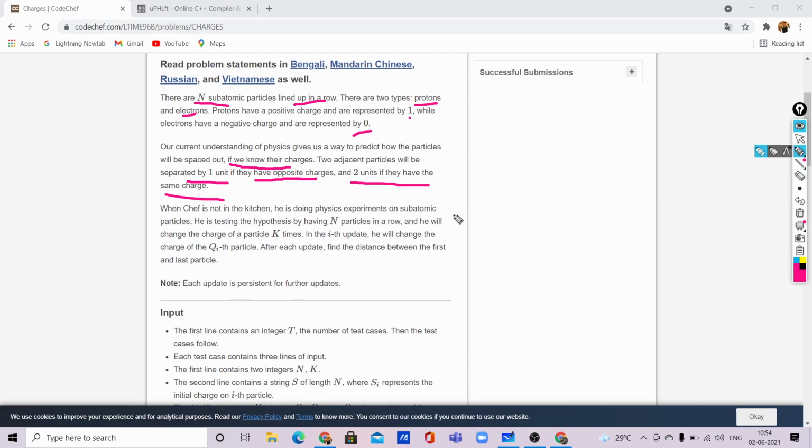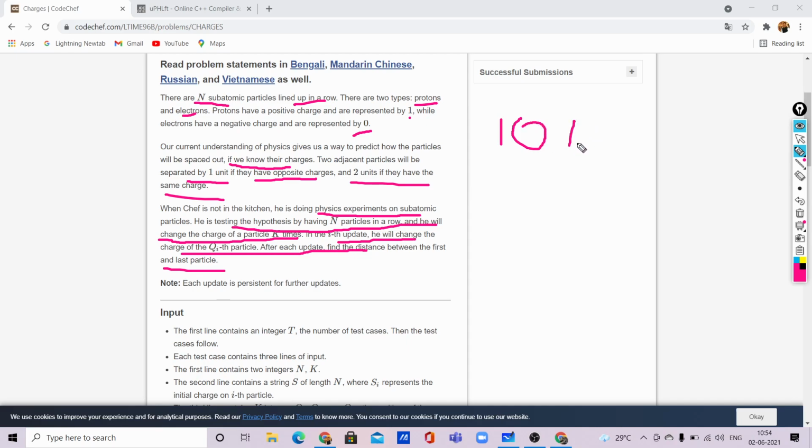When the chef is not in the kitchen, he is doing some physical experiments on some arbitrary particles. He is testing the hypothesis by giving n particles in a row, and he will be changing the charge of the particles k times. In the ith update, he will be changing the charge of the qith particle. After each update, find the distance between the first and the last particle. Means he will be giving a string like 1010, then we have to find the distance between the first and the last subatomic particle.